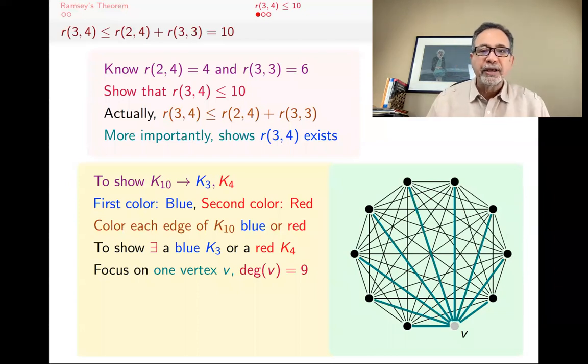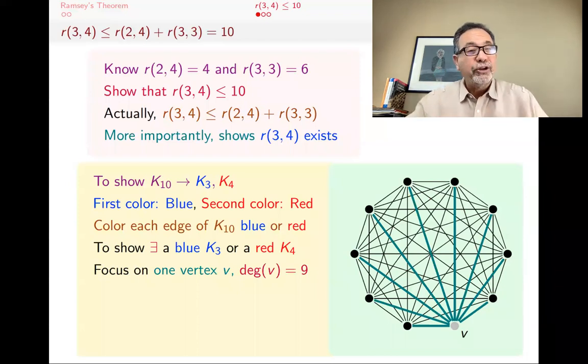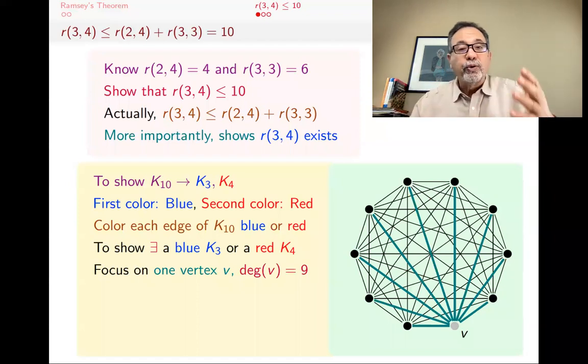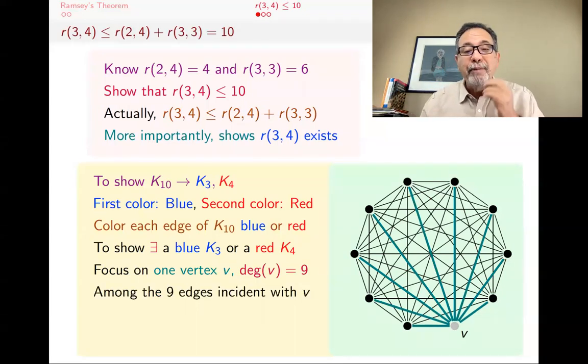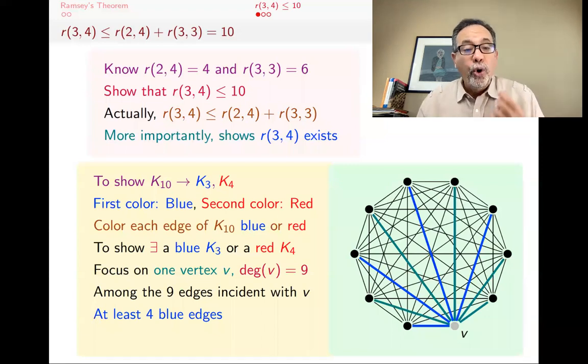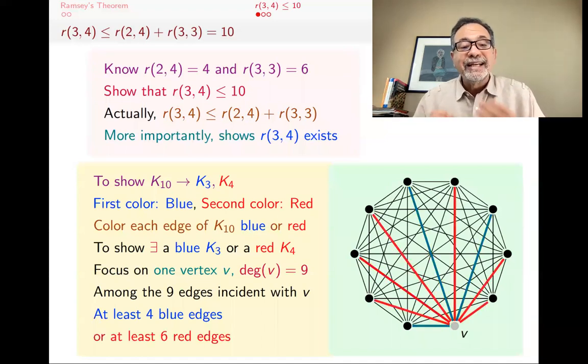Now, here's something I'm going to say. There's 9 edges coming out of V, and you're going to color them using blue and red. So what can happen? Well, you could make all of them blue. You could make all of them red. You could try to be even, and well, it can't be quite even, but you could have 5 of one, 4 of the other. But what I'm going to say is that among those 9 edges, there's going to be at least 4 blue edges, or at least 6 red edges. So either there will be 4 blue edges or more, maybe 5 blue edges, maybe 6 blue edges, but at least 4 blue edges, or at least 6 red edges. Again, maybe more. How can I guarantee that?